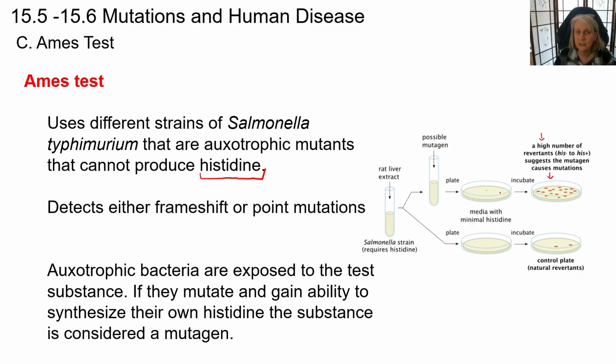Now there's always a chance that the mutations are spontaneous, so I run a second plate where I don't expose them to the mutagen, and I see if any of them survive without exposure to the mutagen. This then determines my natural background reversions. So how many mutations are happening spontaneously versus how many mutations are induced by the chemical.